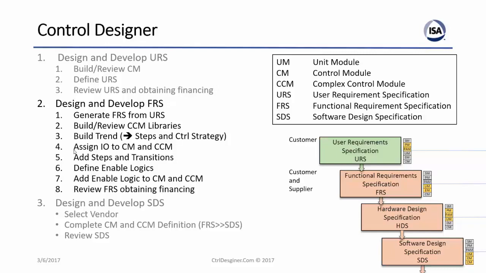Build a trend and assign IO to CM and CCM, add steps and transitions, define enable logic, and add enable logics to these CM and CCM placeholders. Therefore, this is where we are, and we are following the footsteps of the GAMP. We are focusing on the FRS at this point.